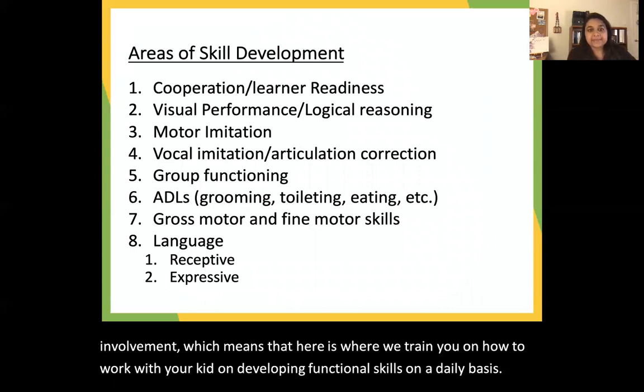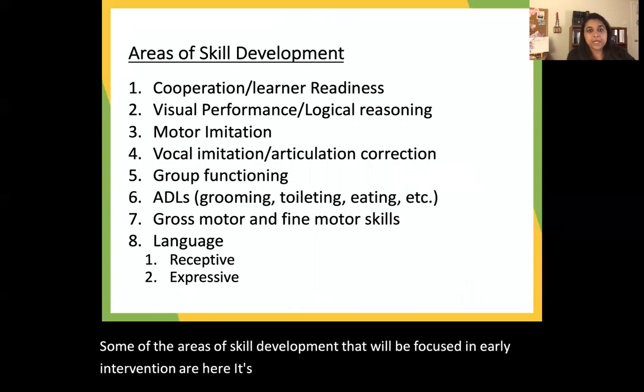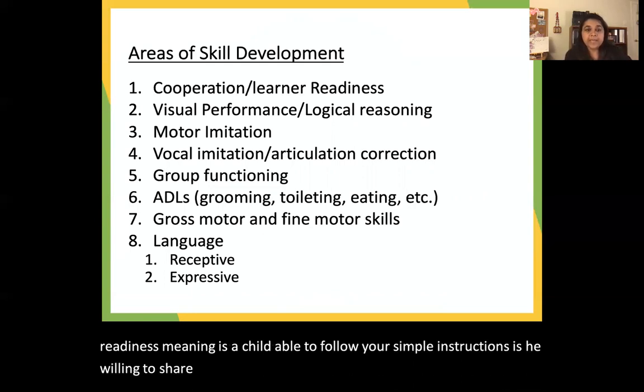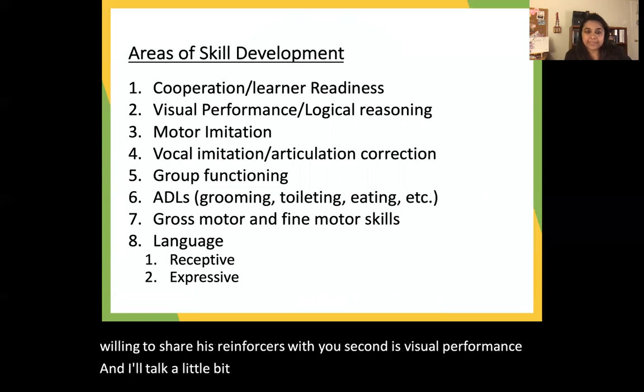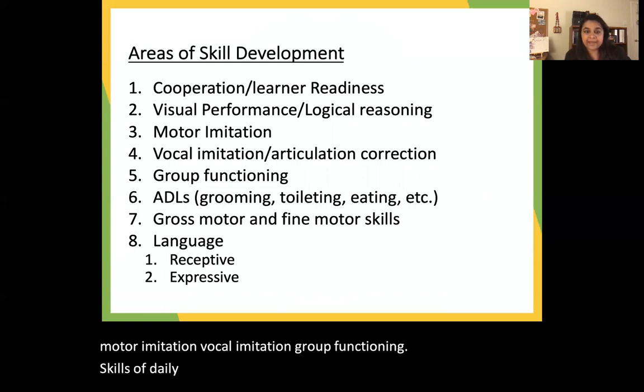Some of the areas of skill development that will be focused on in early intervention are here. It's a list. The first one is cooperation or learner readiness, meaning is a child able to follow your simple instructions? Is he willing to share his reinforcers with you? Second is visual performance, and I'll talk a little bit about each of these in the slides that follow. Motor imitation, vocal imitation, group functioning, skills of daily living, gross motor skills, fine motor skills, and receptive and expressive language.